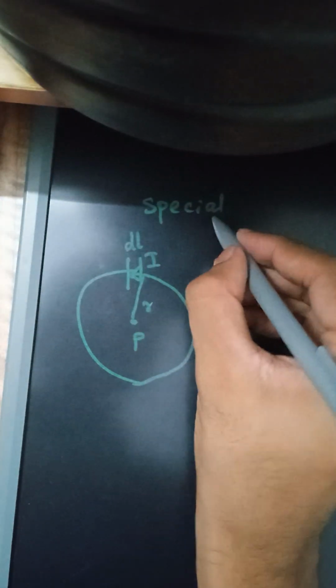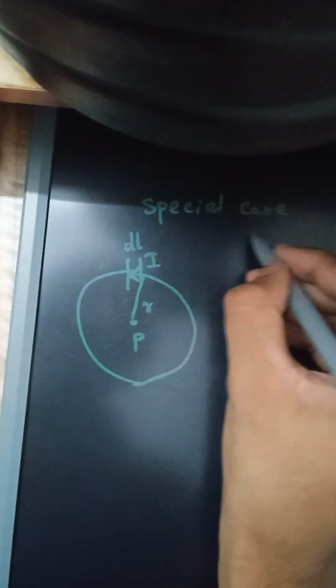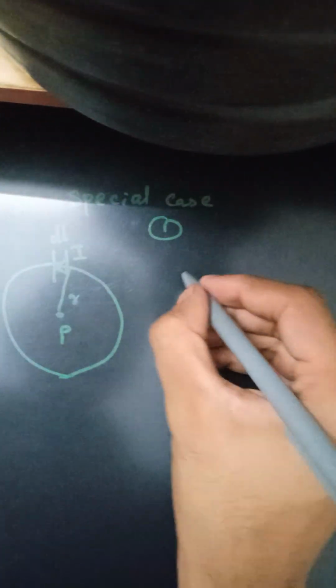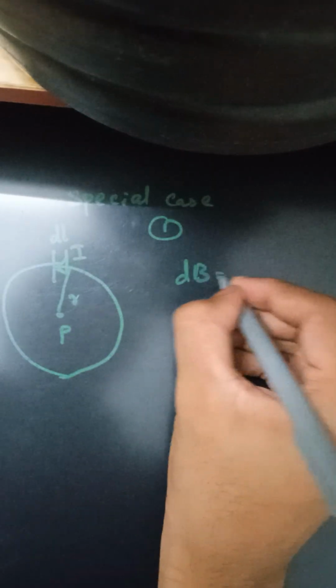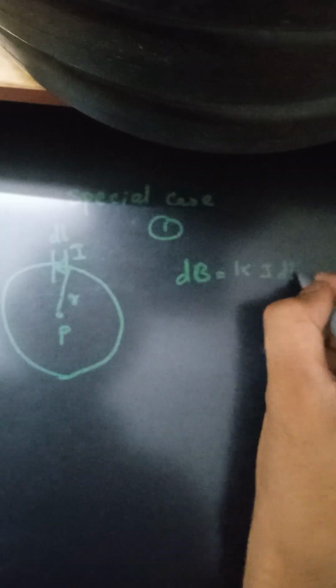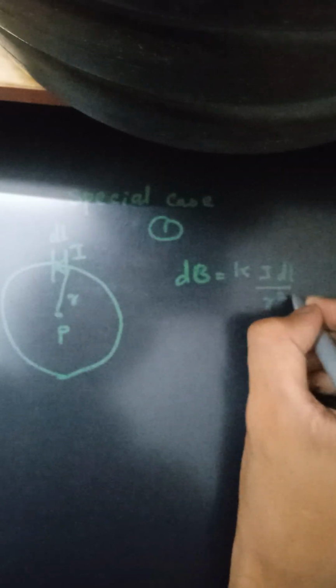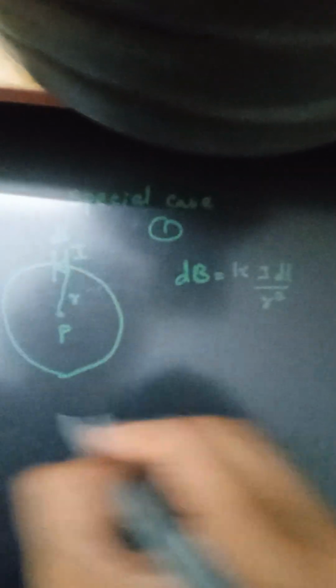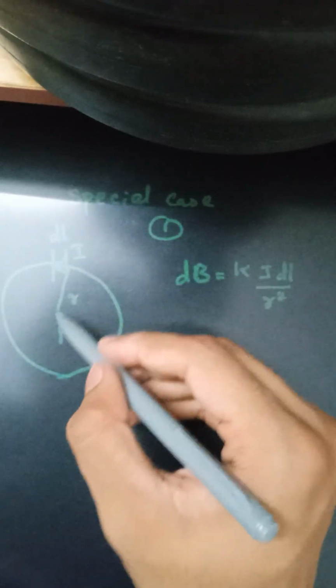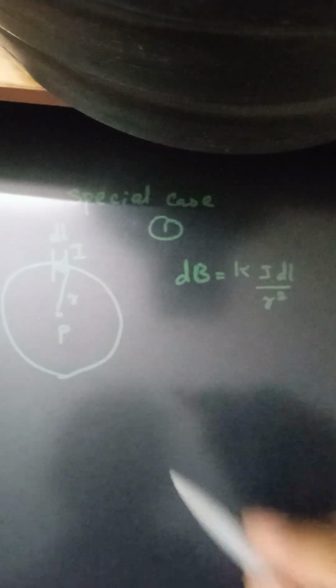We are discussing special case number 1. So this is the diagram. We have our Biot-Savart law, that is K into IDL by r square. Here we don't write sine theta because it's a circle and circle has no theta value, so we are not writing sine theta.